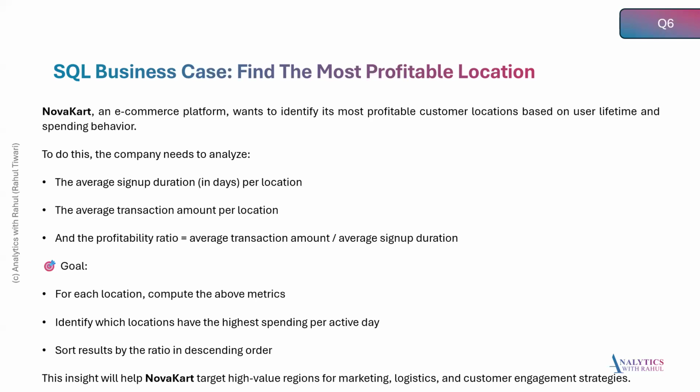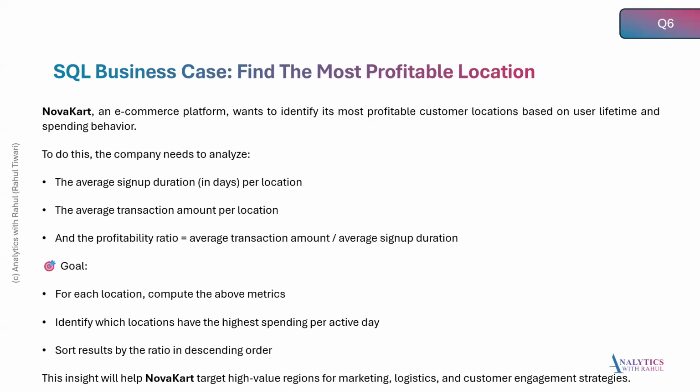Novacart, an e-commerce platform, wants to identify its most profitable customer locations based on user lifetime and spending behavior. To do this, the company needs to analyze the average sign-up duration per location in days, the average transaction amount per location, and the profitability ratio, which is equal to average transaction amount upon average sign-up duration. The goal here is to compute the above metrics for each location, identify which locations have the highest spending per active day, and sort results by the ratio in descending order. This insight will help Novacart target high value regions for marketing, logistics, and customer engagement strategies.